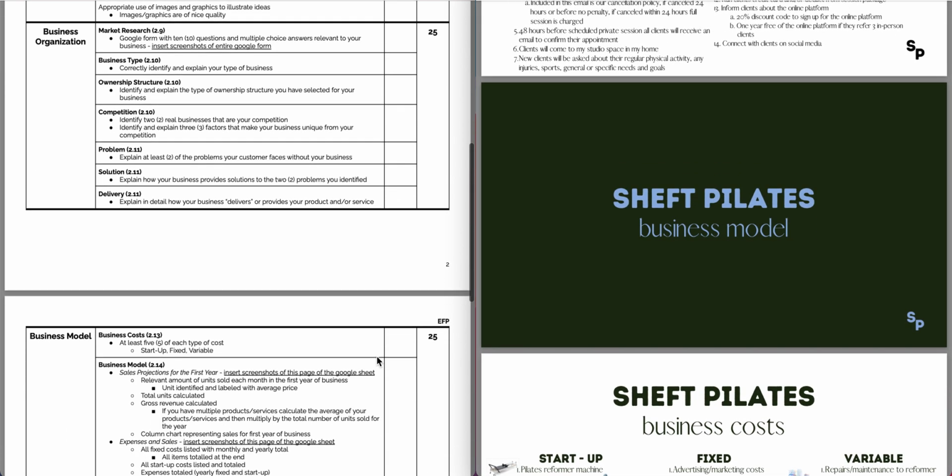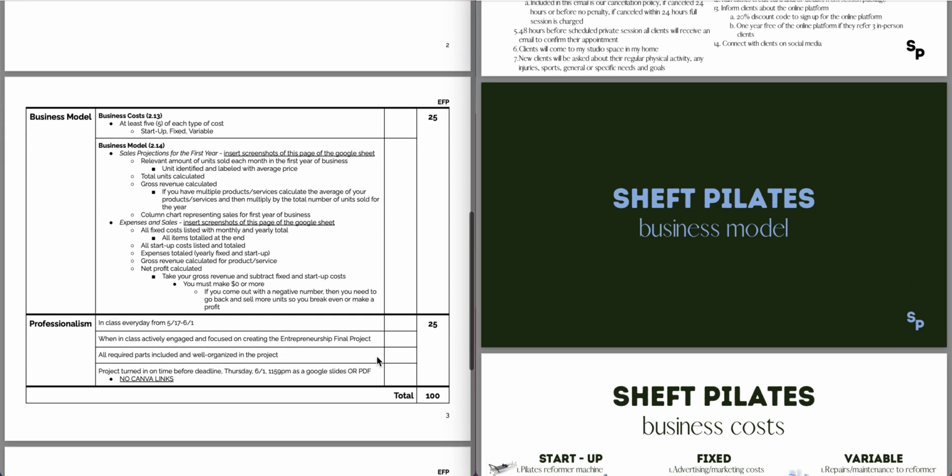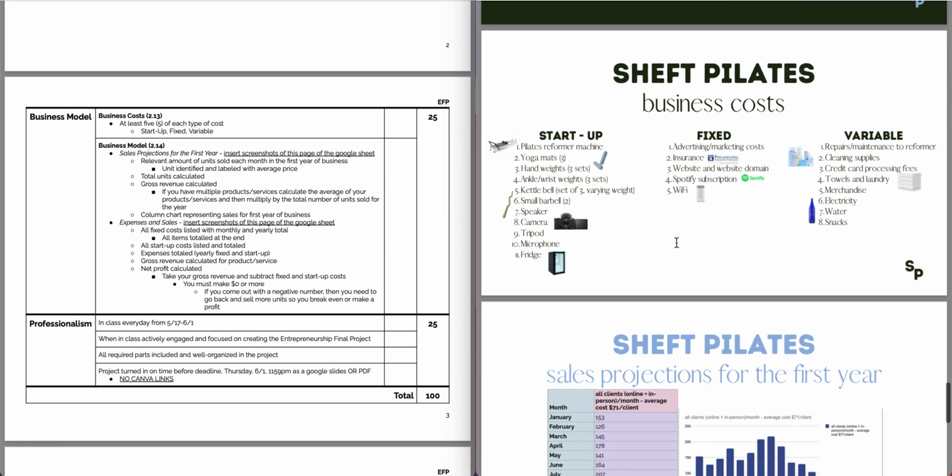And moving on to our last part of the requirements that you'll actually see in your presentation, that's your business model. So we start with business costs, where you're listing at least 5 startup, 5 fixed costs, and 5 variable costs. I included some images to help illustrate these ideas.